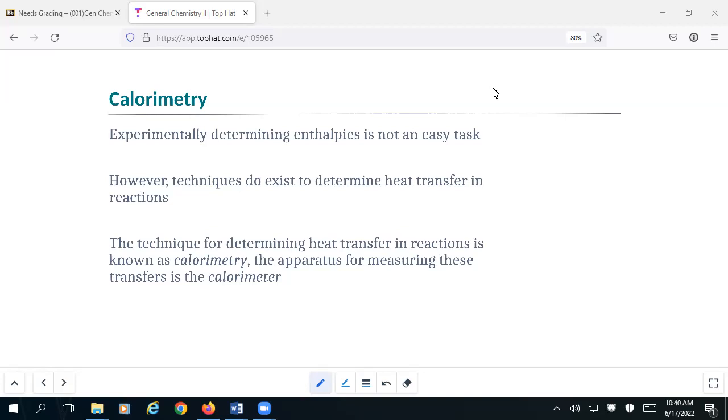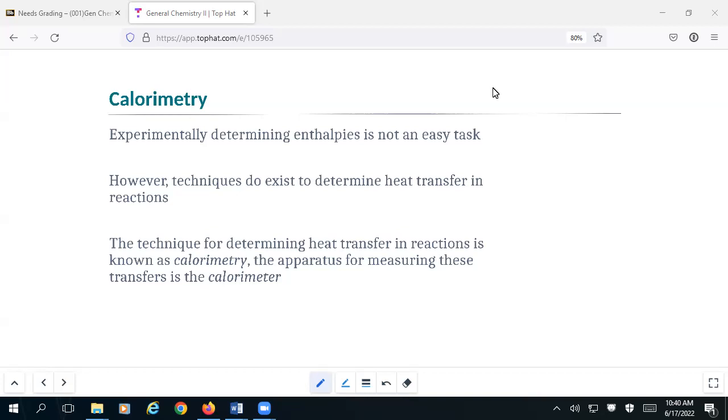Now, as we've uncovered this week, enthalpy is not an easy thing to measure directly. Experimentally, it's hard to trap heat because generally speaking, unless we've got an isolated system, heat is going to be able to transfer in and out of our objects.